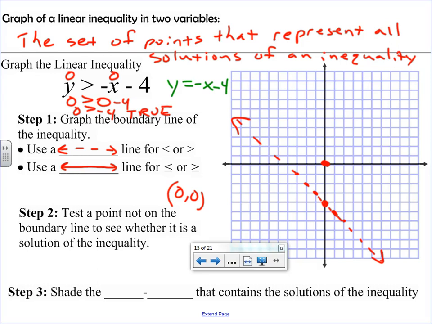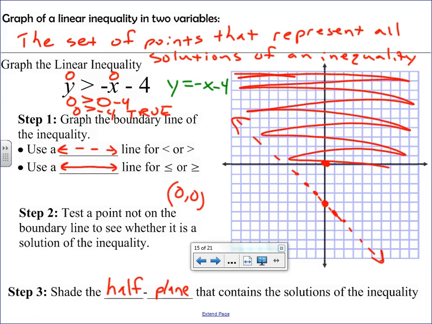Since it is a solution, we're going to shade the half plane. I mentioned that before. That's everything on that side of the line that contains the solution. So since I know that 0, 0 is a solution, I know that everything on this side of the line will be a solution with it. So I can shade all those values as well. Okay?